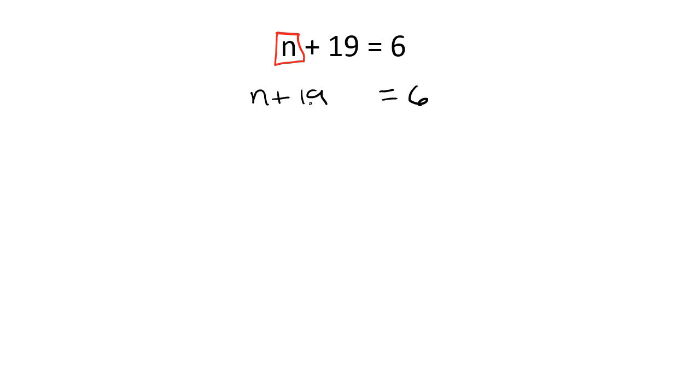When I look at a plus 19, what will undo addition is subtraction. So what I'm going to do is subtract 19 on both sides. Subtract it on the left, subtract it on the right. On the left, n plus 19 minus 19. Well, 19 minus 19 is 0, so I just end up with n plus 0. But on the right side, notice that I've got a 6 and a minus 19.